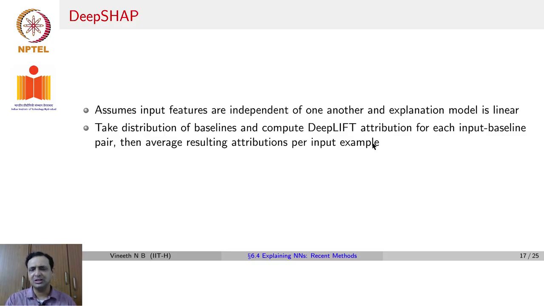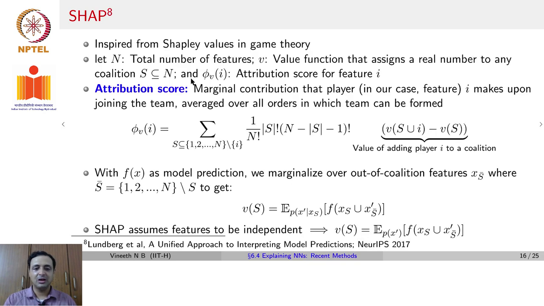Right? The value function, in short, is inspired from deep lift. That's the idea here. The rest of it goes back and follows. So the final attribution score would still be given by this equation here. We are only now talking about how the V is defined using these equations.